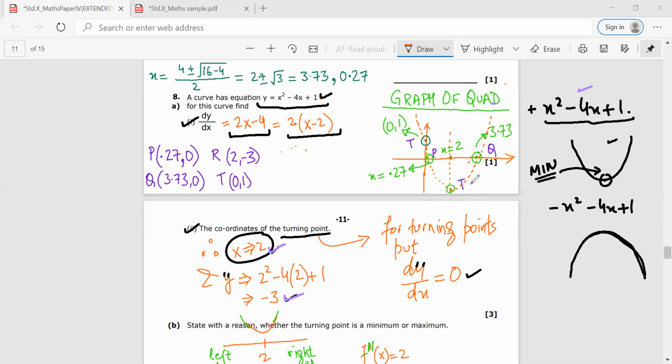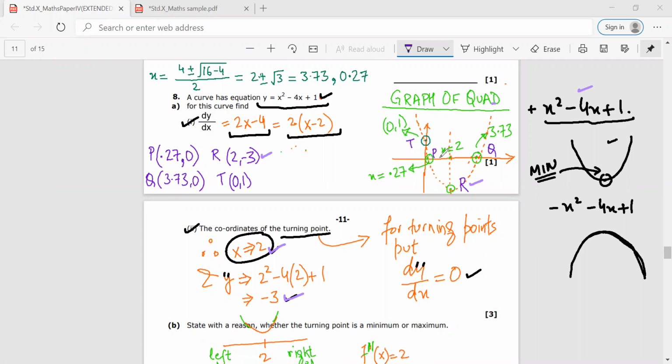So that point would be, I'm sorry, 1 second. I have marked the points incorrectly. So this point, 2 minus 3, is actually my R. R is 2 minus 3. So this is the first point that I've got.